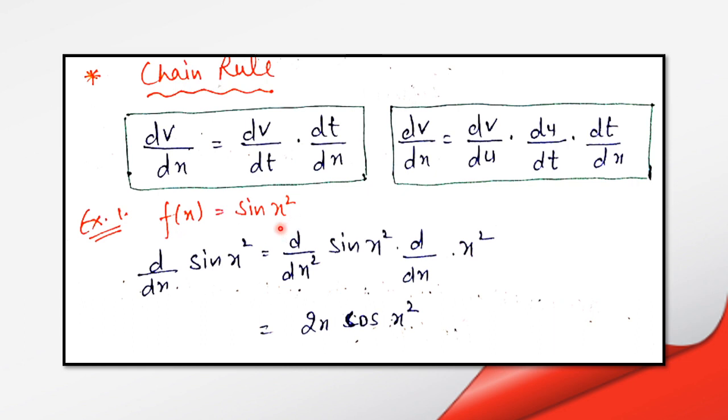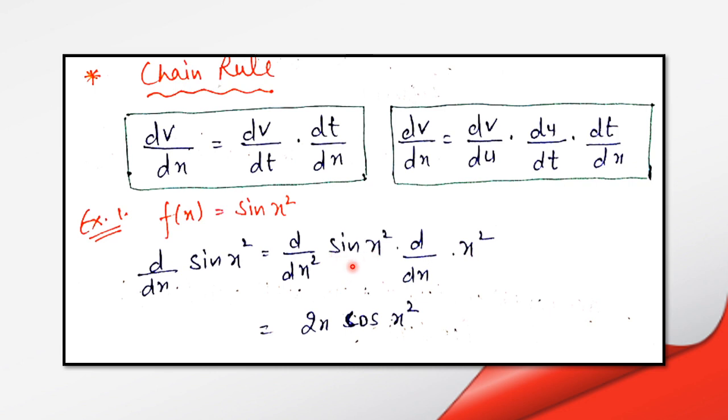The function is sin x square. Here we have a composition of two functions. So students, how can we find the derivative? We can find the derivative by using the chain rule. First of all, find the derivative of sine with respect to x square. Then find the derivative of x square with respect to x.